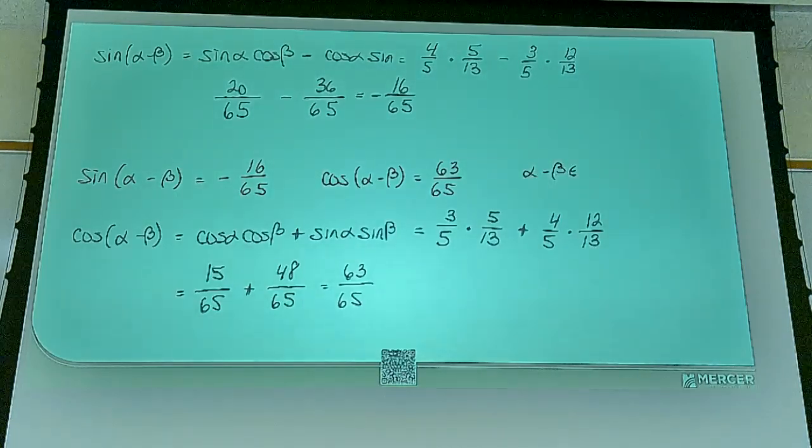What quadrant does that put alpha minus beta in? One. 3. So remember, in 1 they're both positive, and 3 they're both negative. So what quadrant is sine negative and cosine positive? 4. Puts us in quadrant 4.